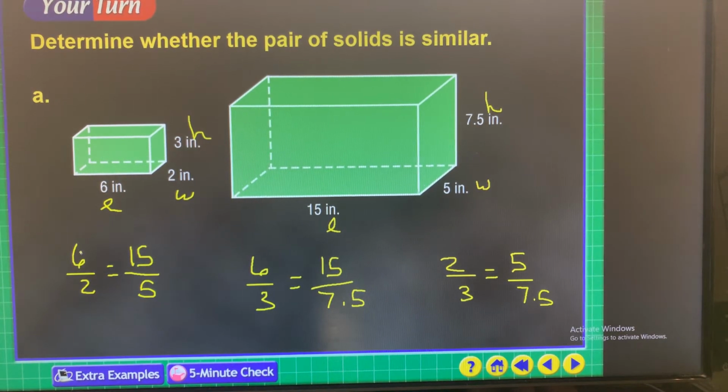So if you check here, you get 30 and 30. If you check here, you get the same. And if you check here, you get the same. So this is a yes. That's the word yes. So all I did was check the proportionality of each piece.